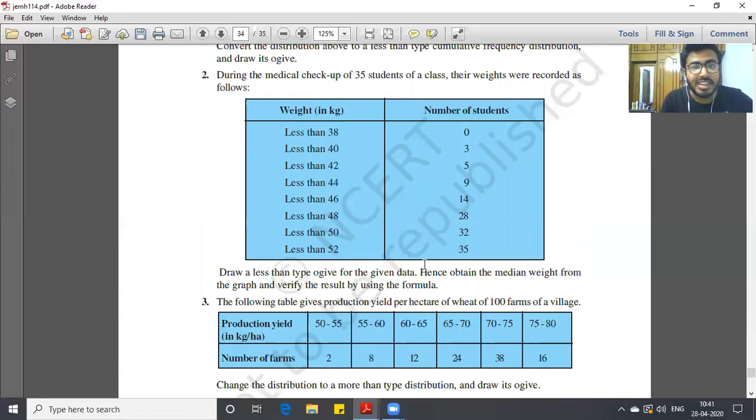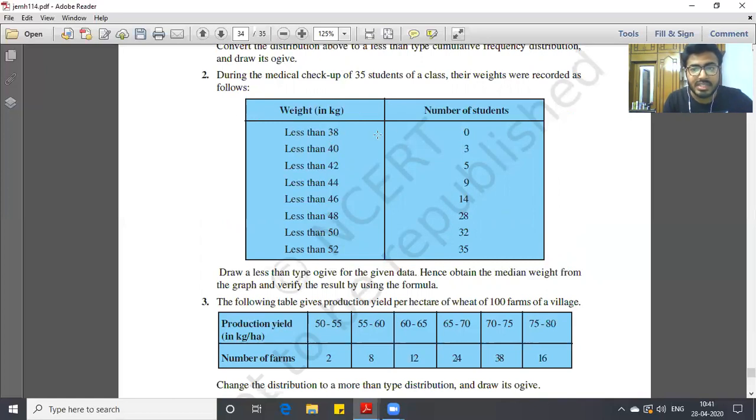So revise the less than type and more than type first, then only do this. In the last video I explained what is less than and what is more than. Again revise that and then come back to this topic. Now, during medical checkups of 35 students of a class, the weight was recorded as follows.